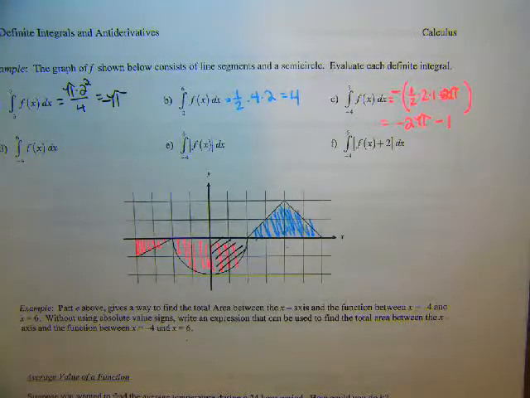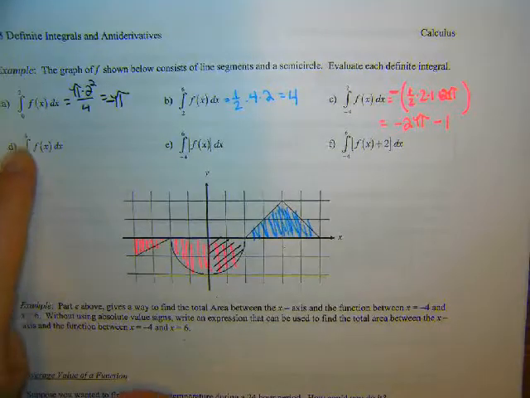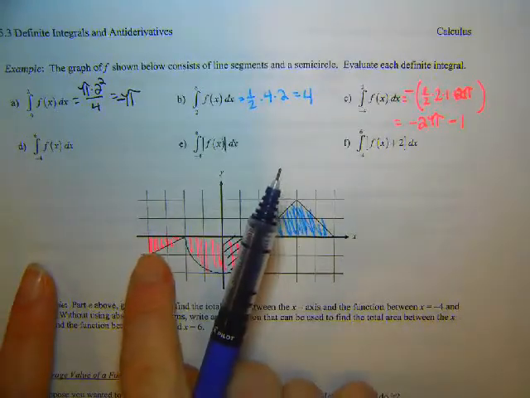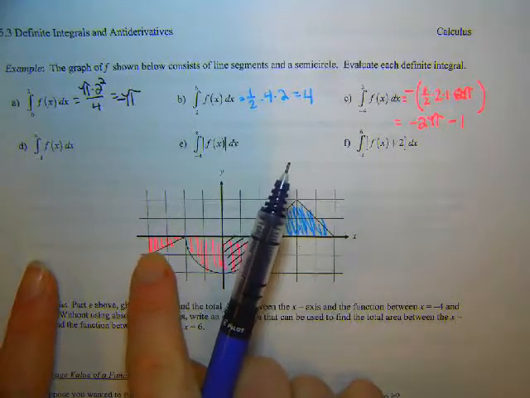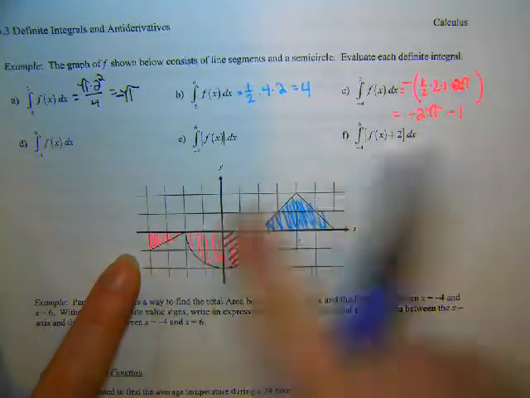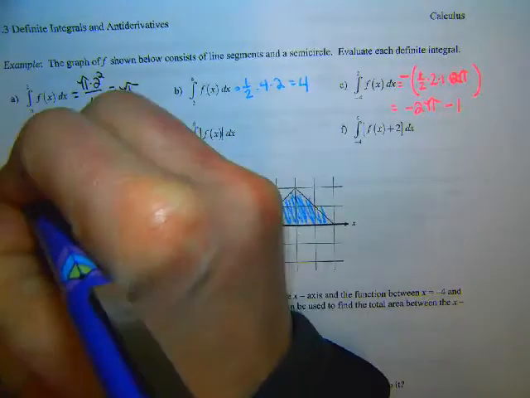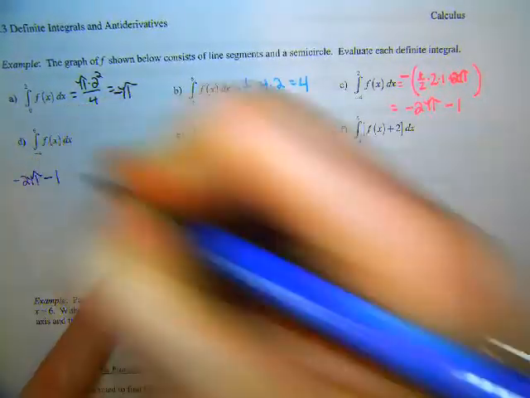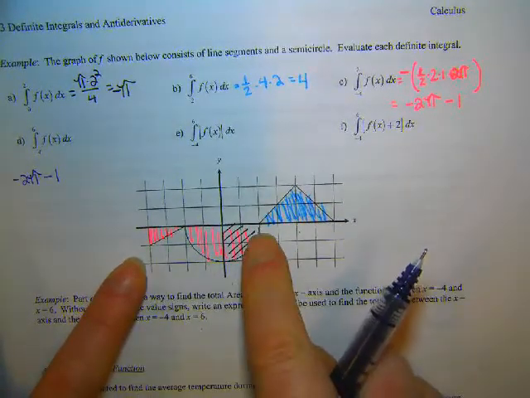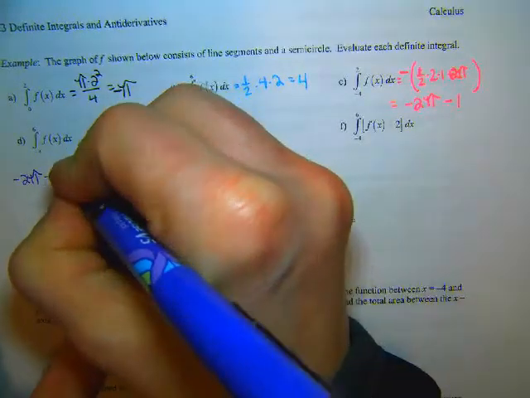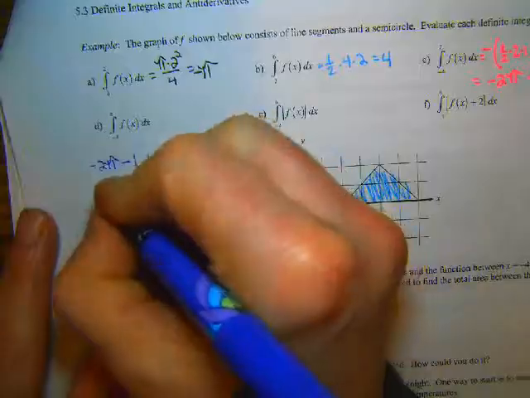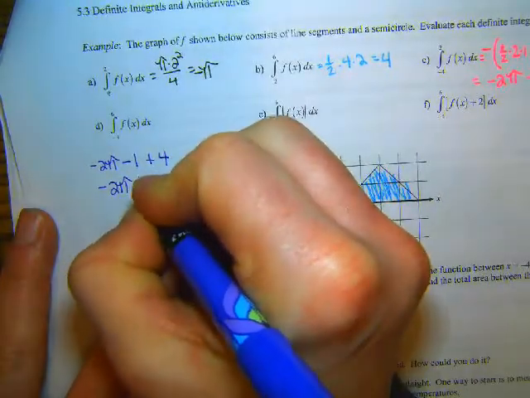Oh, cool. I already did a bunch of this work. How about negative 4 to 6? Let's add them all together. It would be all the way from here to here. So we have negative pi minus 1. That's from here to here, right? Plus 4. So it looks like I can simplify that to be negative 2 pi plus 3. Okay.